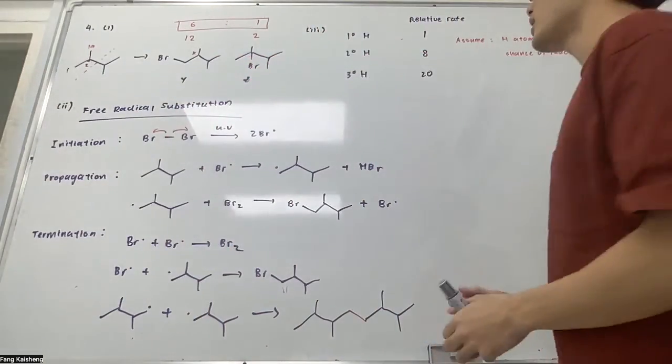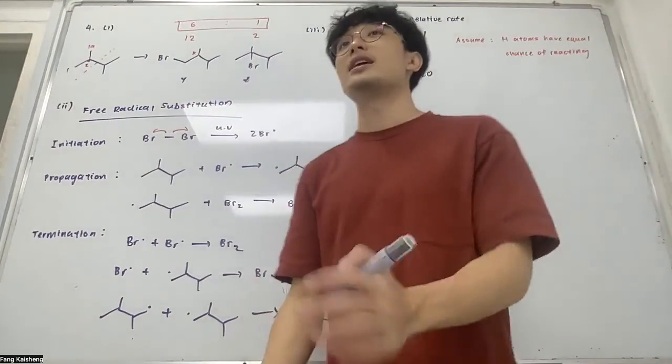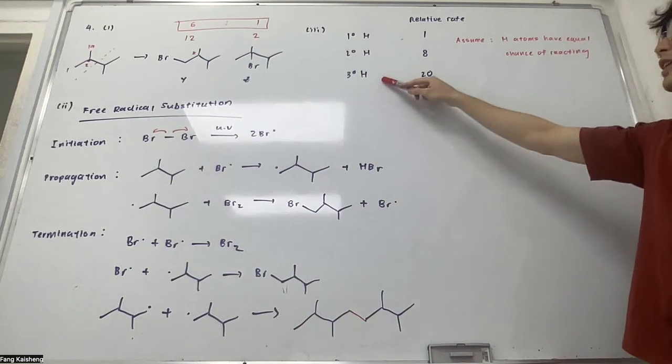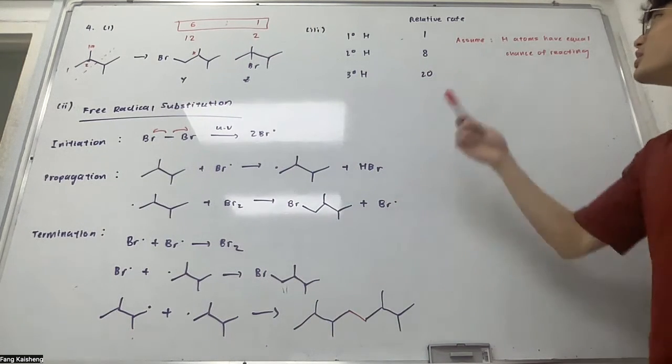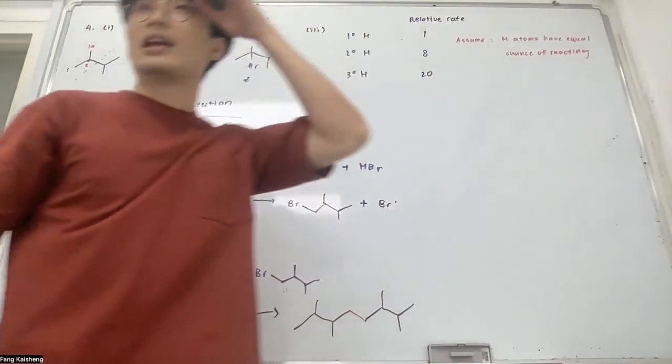But in actual fact, different types of hydrogens will react differently. As you can see here, it fits our knowledge that we learned. We have learned last week that tertiary is the most reactive hydrogen. As you can see here, the chances of tertiary reacting is super high, 20. Okay, you can see that?